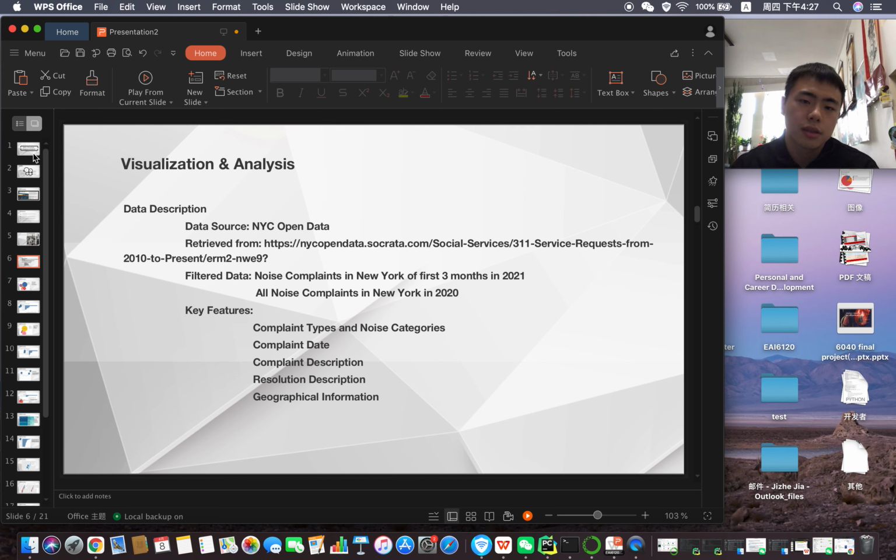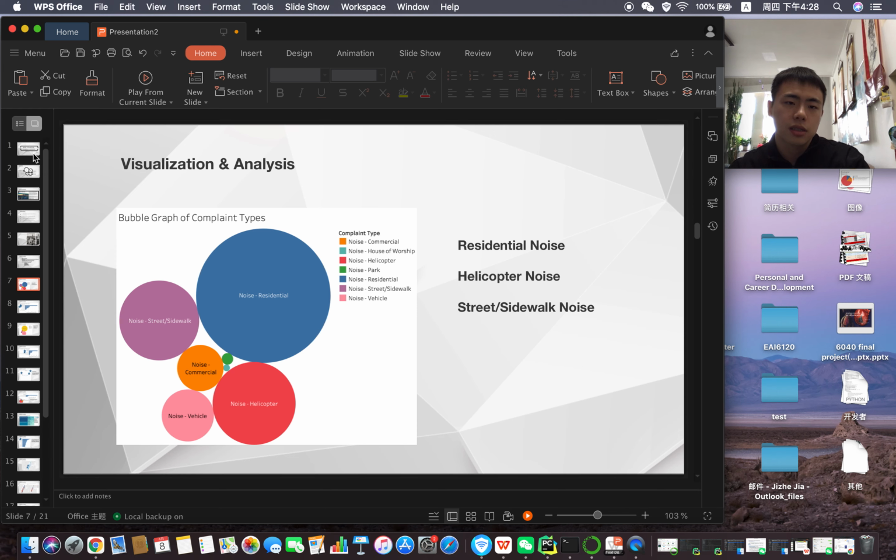Noise complaints in New York of the first 3 months in 2021, and all noise complaints in New York in 2020. Here are some key features: complaint types, noise categories, complaint date, complaint description, resolution description, and geographical information. Let's move to the graph part.